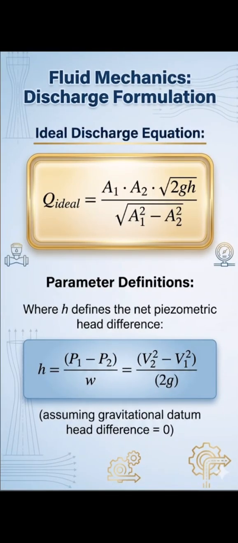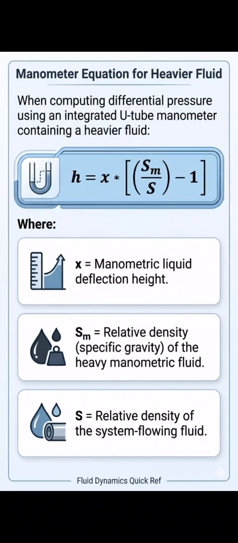Fluid mechanics discharge formulations. Q ideal is equal to A1 A2 root over 2gh by A1 square minus A2 square, where h defines the net head difference. h is equal to (p1 minus p2) by w is equal to (v2 square minus v1 square) by 2g, assuming the gravitational datum head difference is 0.